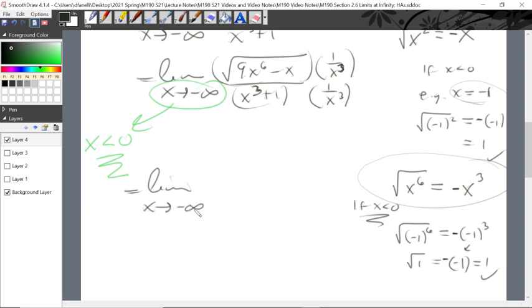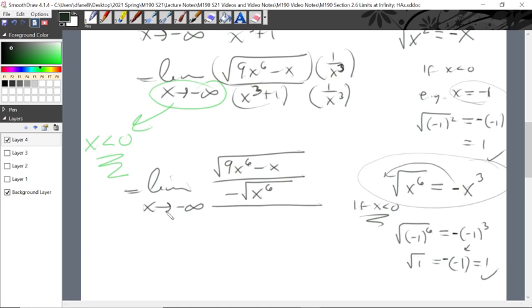The limit as x goes to negative infinity, we have on the top, let's take it this way, square root of 9x to the sixth minus x over x cubed, but x cubed, because x is negative, is the same as negative the square root of x to the sixth. I'm just applying the negative now to the other side, because I needed to push it inside the square root, and because x is negative.